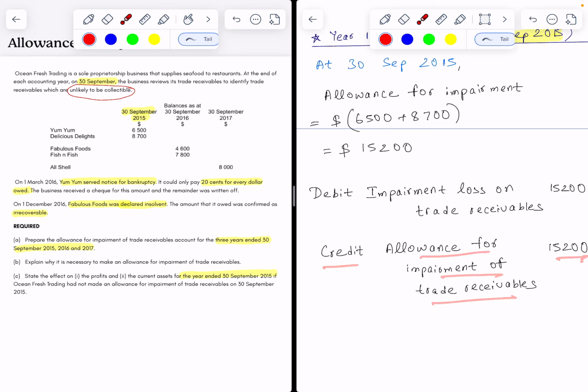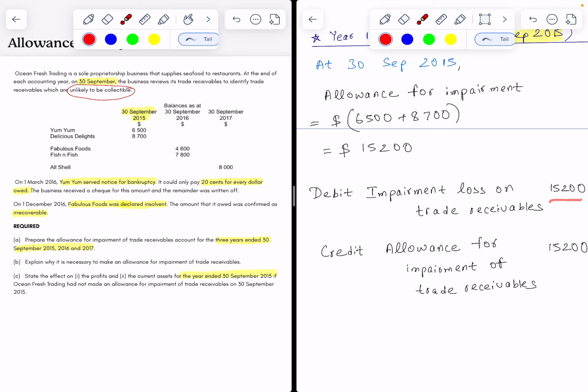At the same time, we know that whenever there is an increase in allowance for impairment of trade receivables, we are actually incurring an expense, because it's a bad thing for the business, because there's this uncertainty that you may not be able to collect this money from your customers. That expense account is known as the impairment loss and trade receivables account. All expenses by default are debited, which means when they increase, we debit them. Now that we are creating this expense account, we are going to debit it by $15,200, okay?